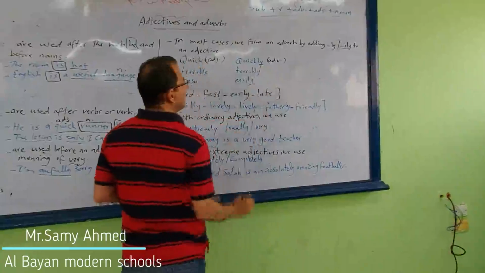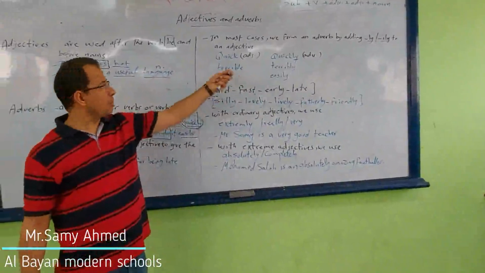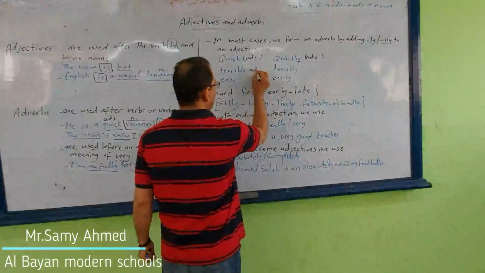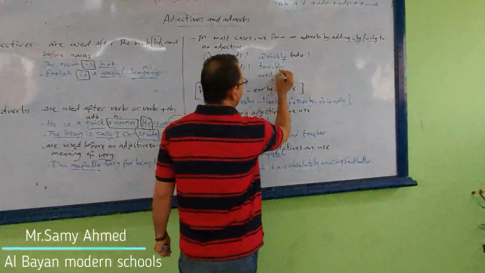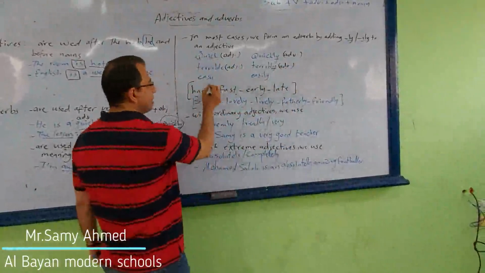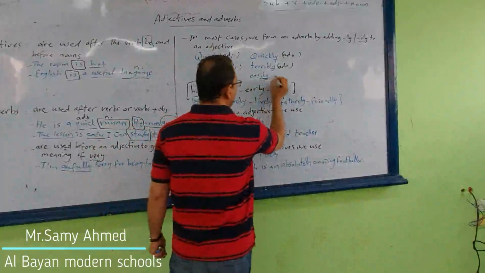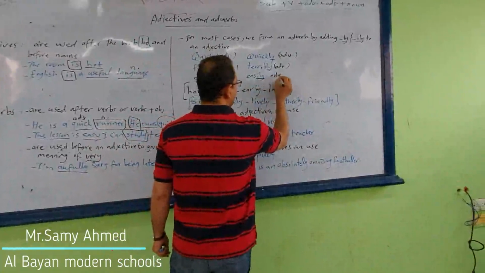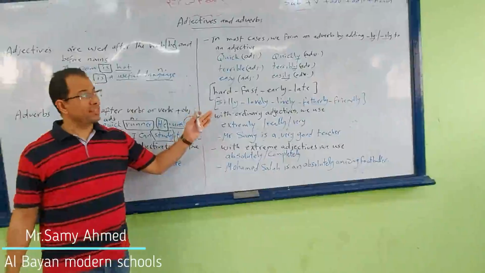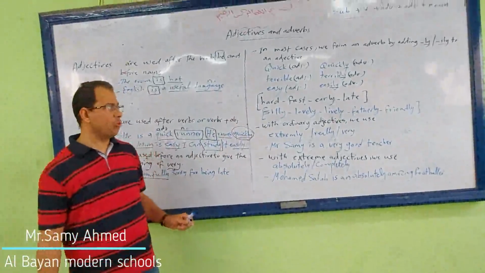How do you know it ends with ly? Quickly is an adverb of the word quick. Terrible is an adjective, but terribly is an adverb. Easy is an adjective, but the word easily is an adverb. So it's so easy to get the adverb from the adjective by adding ly or ily.